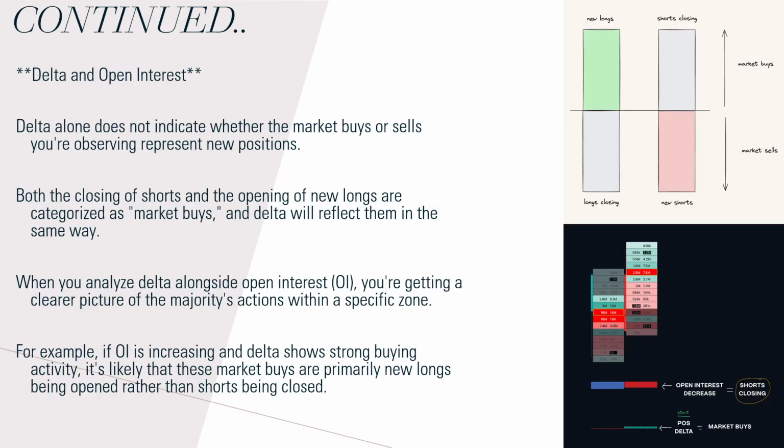Continuing, delta and open interest. Delta alone does not indicate whether the market buys or sells you're observing represent new positions. You need to be looking at the open interest as well. Both closing of shorts and opening new longs are categorized as market buys, and the delta will reflect them in the same way. When you analyze delta alongside open interest, you get a clearer picture of the majority action within a specific zone. For example, if open interest is increasing and delta shows strong buying activity, it's likely that these market buys are primarily new longs being opened rather than shorts being closed.